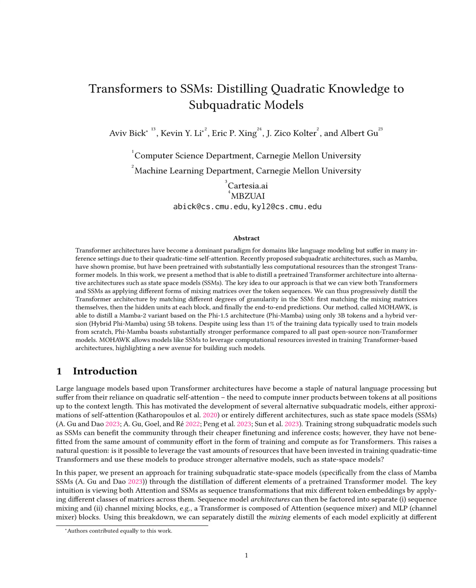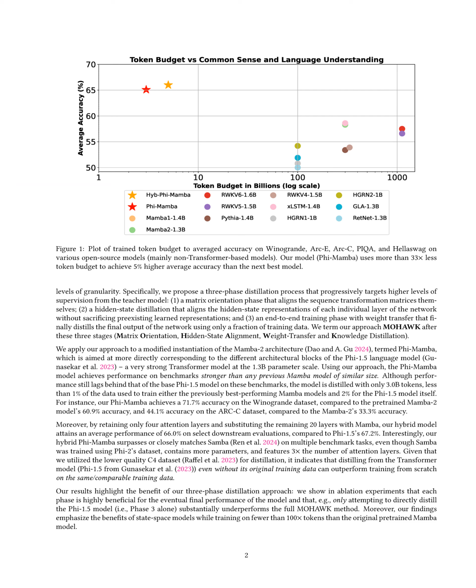The MOHAWK method aims to address the inefficiencies associated with the quadratic self-attention mechanism in transformer architectures by facilitating the distillation of subquadratic state space models, SSMs, from pre-trained transformers. This is significant because it allows for the development of models that maintain competitive performance while drastically reducing the computational costs associated with training and inference, as evidenced by the Phi Mamba model achieving strong benchmark results with only 3 billion tokens, less than 1% of the data used for training top-performing models.